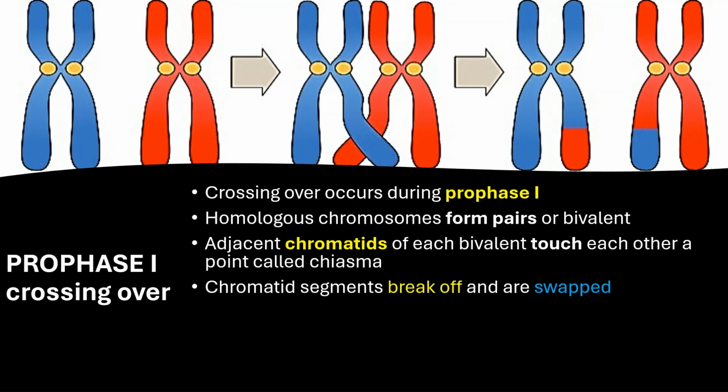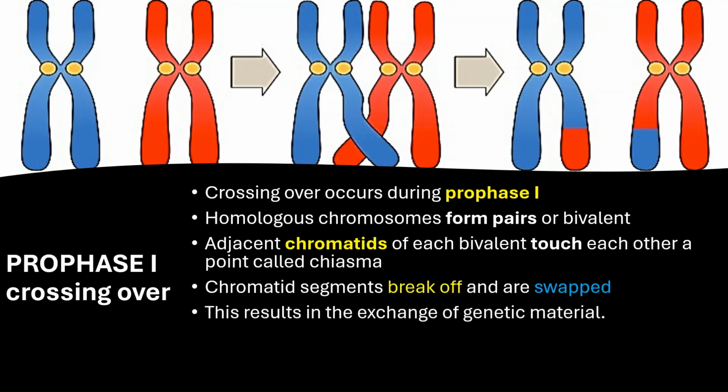So at the end of crossing over, this event is going to result in the exchange of genetic material. As you can see now on your screen, we started with an all red and an all blue chromosome. But then at the end of the process, there is a mixture of colors. Once you see a mixture of such colors in any textbook, you have to know that crossing over has already occurred.